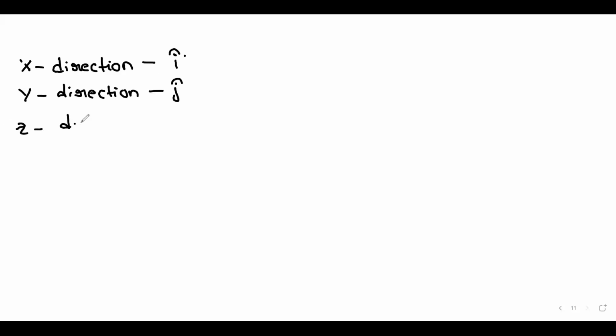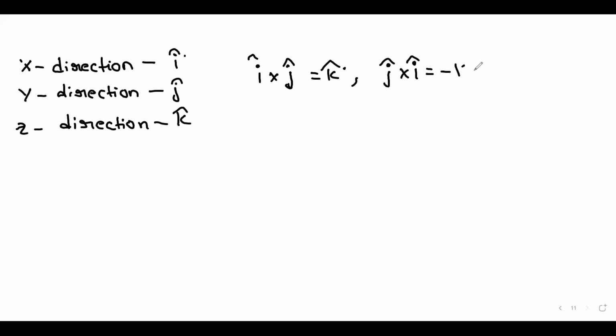So x direction is represented by i cap, y direction is represented by j cap, z direction by k cap. What is i cross j? k. What is j cross i? Minus k. There is no logic in finding this. You have to memorize this.